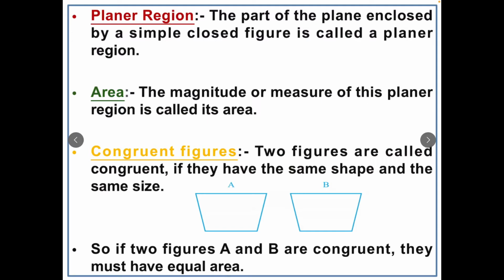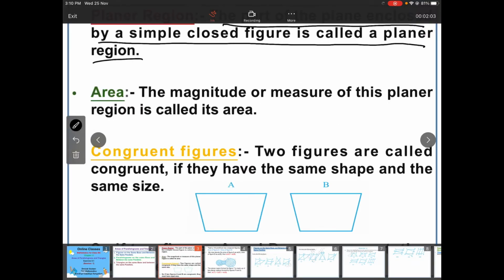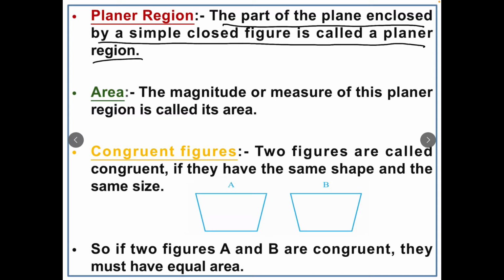A planar region is the part of a plane enclosed by a simple closed figure. For example, suppose this white sheet is a plane. In this I have enclosed an area by this line. This region is now called the planar region. This entire white sheet is a plane and this enclosed area is called the planar region. That's what this definition is: the part of the plane enclosed by a simple closed figure is called a planar region.